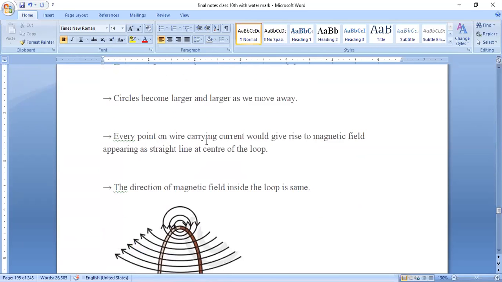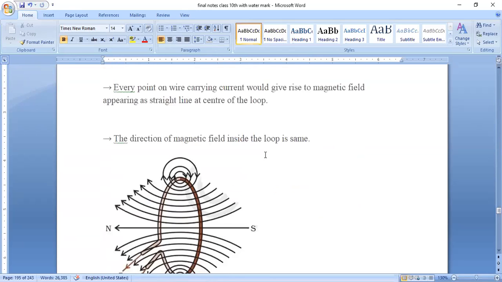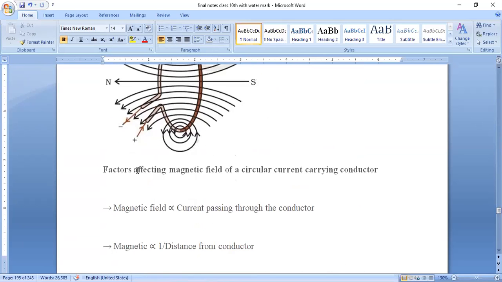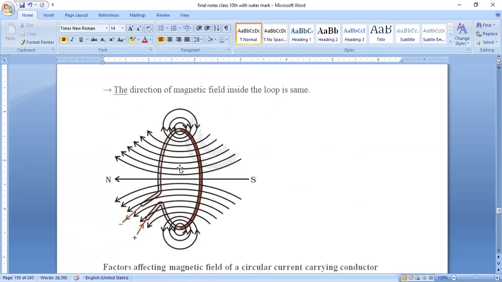Every point on the wire carrying current would give rise to magnetic field, appearing as a straight line at the center of the loop. The direction of magnetic field inside the loop is the same. Okay, so this is the circular loop. Can you see the diagram here? See, this is a circular loop like this. So now that straight conductor I made into a circular conductor.